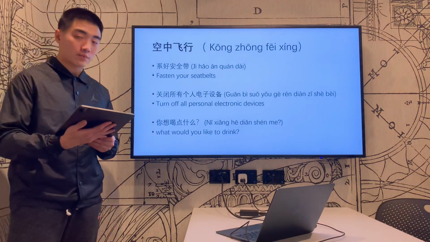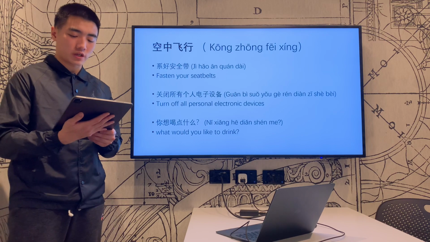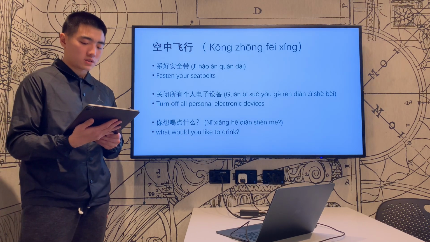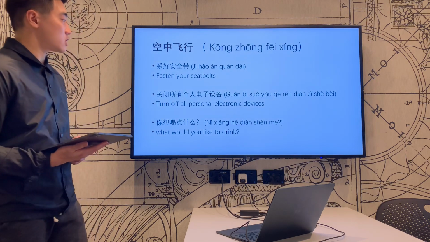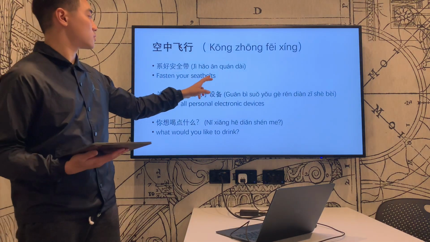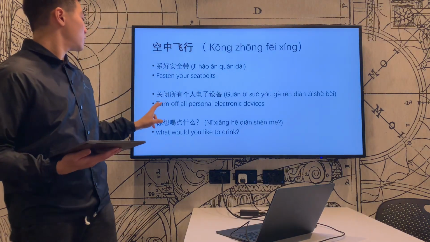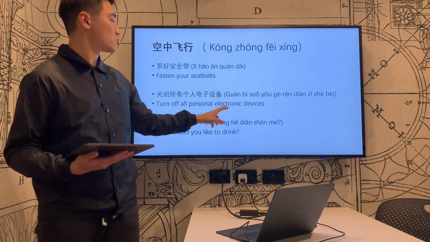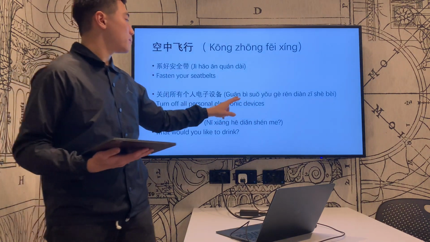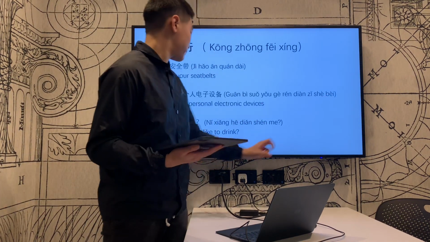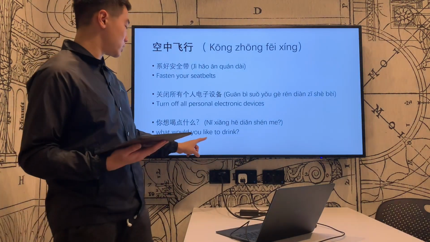After boarding the plane, we officially started our journey. But during the flight, we still need to abide by the relevant rules, such as fasten your seat belts, 系好安全带, turn off all personal electronic devices, 关闭所有的个人电子设备。 What would you like to drink?